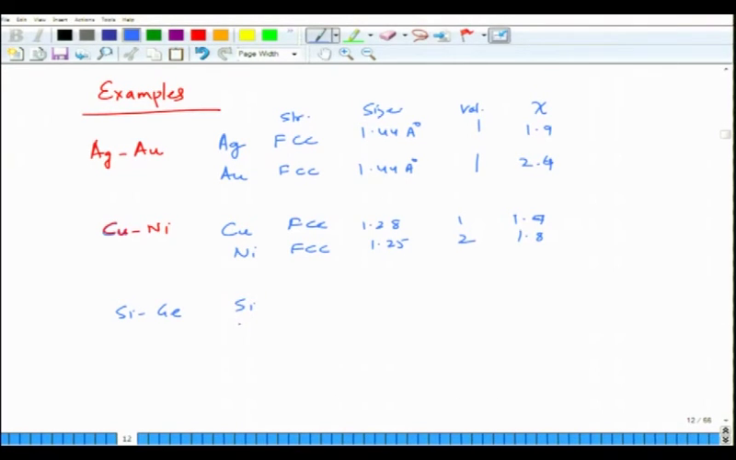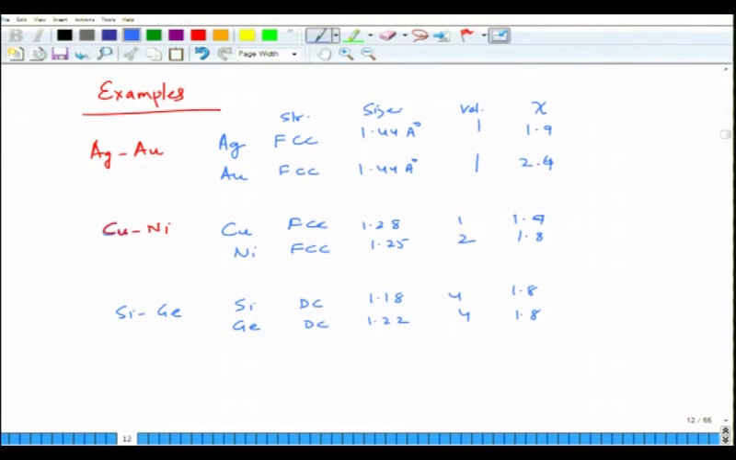And then silicon germanium is another very well known system. So silicon, germanium, both are diamond cubic. I will come to diamond cubic structure later on, but this is basically an FCC lattice. Silicon has 1.22 radius, germanium 1.18. The valence is 4 for both of them. Electronegativity is the same. They make extended solid solution.